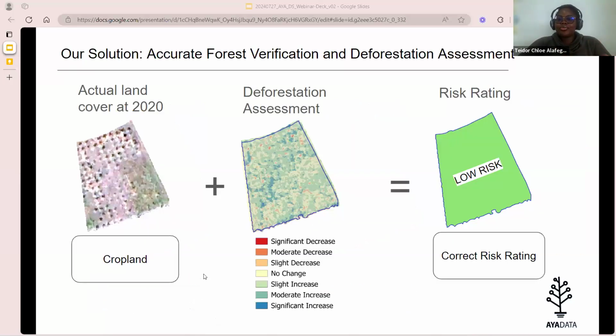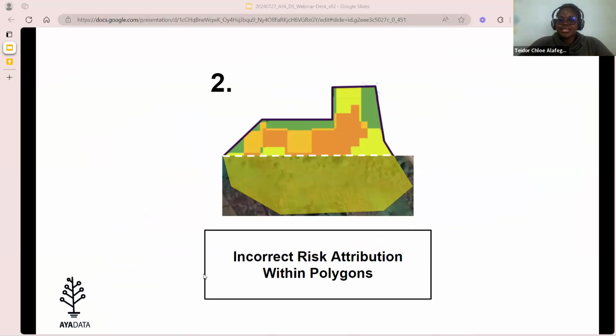Now, with this polygon properly tagged as cropland, the deforestation assessment showed that the land was compliant with the decrease in vegetation attributed to harvest activities on the farm. Hence, the corrected rating of low risk. Let's look at another example. In some cases, automated systems can incorrectly attribute risk within specific areas of a polygon. Let's look at this sample that shows how this happens and how manual inspection corrects an error like this.